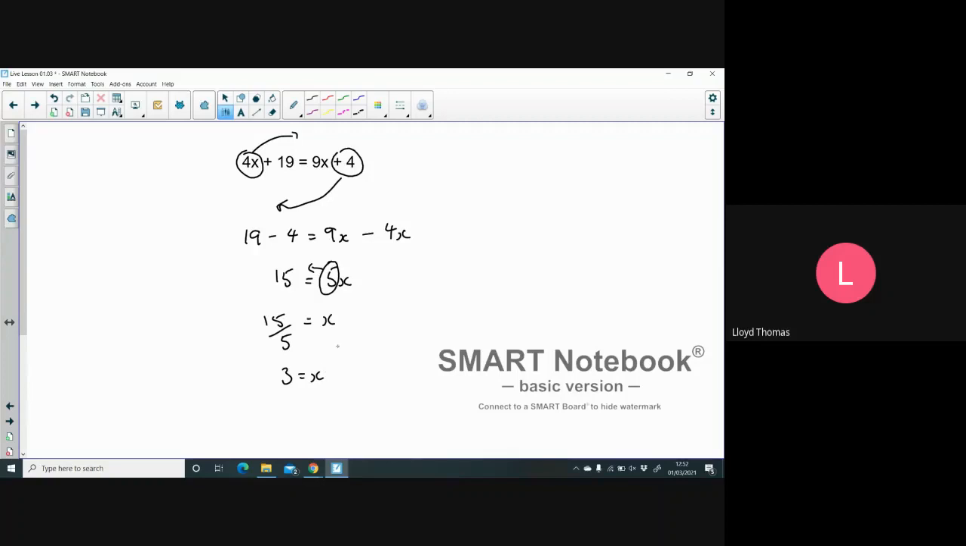That's your final answer. If you have a bit of OCD about it and you like to have things the right way around, then you can just swap sides. You can just put x equals 3, move the x back over to the left, move the 3 over the side. It doesn't matter. They both mean exactly the same thing. That is right. They're both fine.